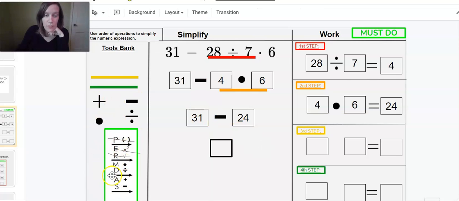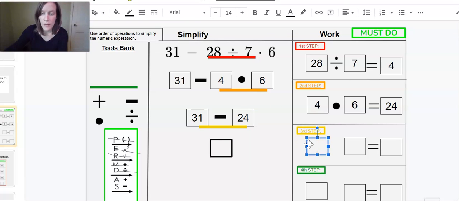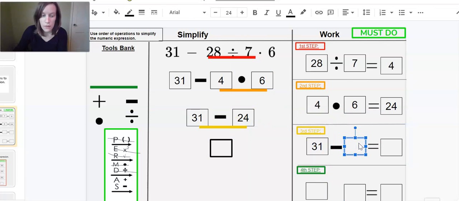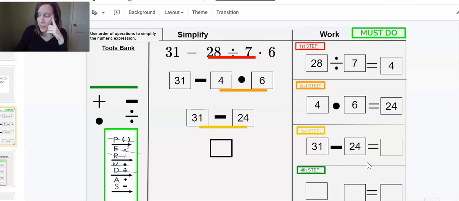I come back to my order of operations. I have done all my multiplication and division, so I can cross those off. Now I just have addition and subtraction, and I actually only have one step left. It's subtraction, so I don't even have to worry about going left to right here. I just know I need to subtract now. So I'm going to bring over step 3, yellow, and underline it so I know exactly what I'm doing. And it's 31 minus 24. So right here I'm typing 31 minus 24. And that one I might not be able to do in my head.